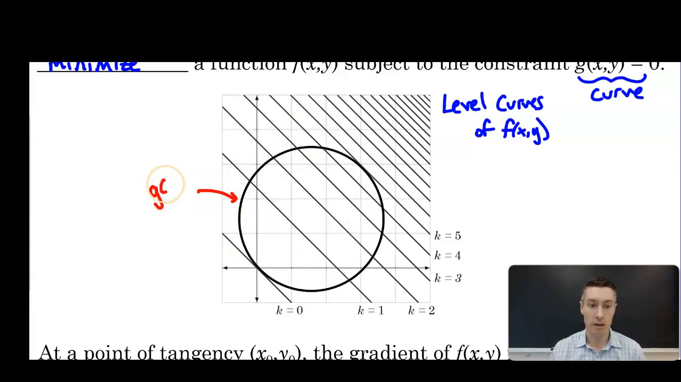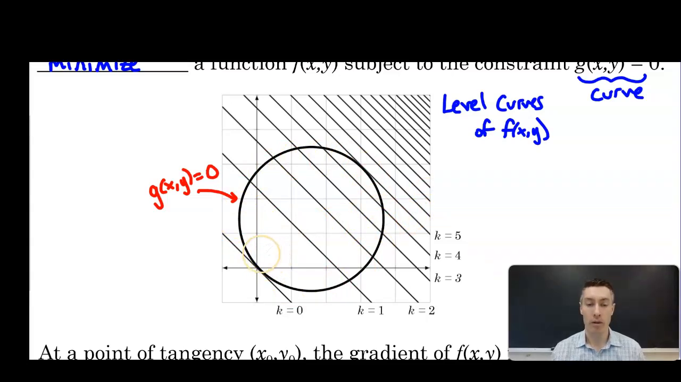So this is g of x, y equaling 0. So there's some constraint function equaling 0 that gives us a constraint curve. So one curve as opposed to many curves for level curves. Okay, so we want to find the points along this constraint curve for which the function has the largest output and the smallest output.